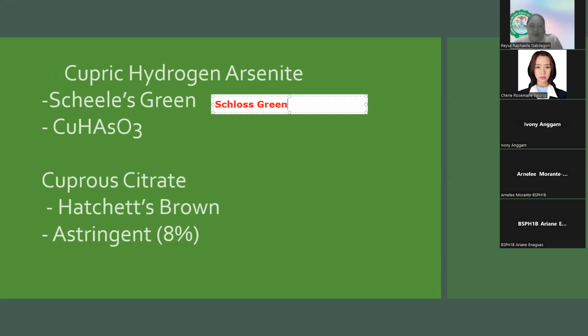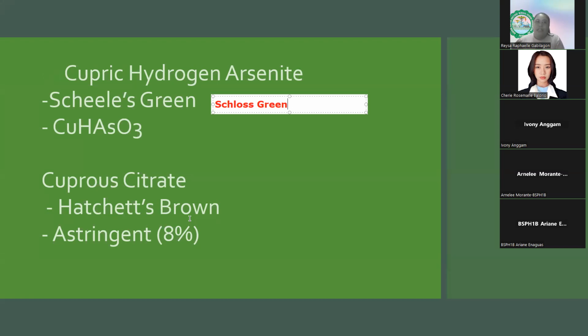Okay? Now, ito naman, the cuprous citrate, as you can see in the name, cuprous. So, it's on the lower oxidation state. Cupric kasi yung higher. So, kaya iba yung color niya. This is color brown. We call this the Hatchett's brown, which is used as an astringent at a concentration of 8%. Pag sinabi namang astringent, this is used to shrink cells. They can shrink the cell, or syempre kung nag-shrink ang cell, for example, nag-close din ang pores.